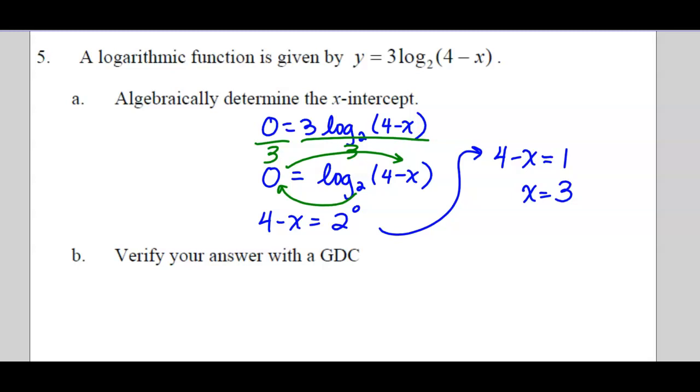You can check it. Take 3, put it in. 4 minus 3 is 1. Log of 1 is always 0. 3 times 0 is 0. If you think about transformation, right? So your normal x-intercept is 1. If I reflect it in the y-axis, it's -1. If I go right 4, -1 plus 4 is 3. So I could just state this using transformations or algebraically determining. You can check that with your calculator on your own time.